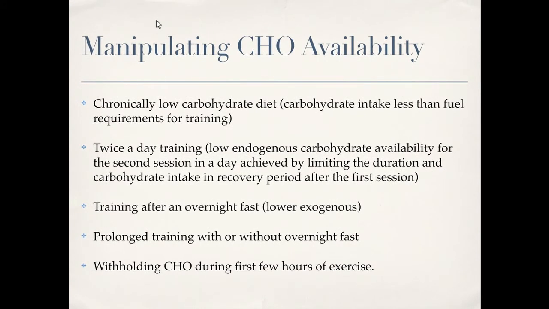So how can we manipulate carbohydrate availability? If I'm constantly giving myself tons of carbohydrates, I constantly have a high amount of glycogen. So the thought is that if you deplete glycogen, you upregulate these transcription factors. Well, clearly that can be manipulated through diet. So how can I manipulate that? Well, one, I could have a chronically low carbohydrate diet, like a ketogenic diet, for example, which we'll discuss later. In this case, your carbs are less than the fuel requirements that you need for training.